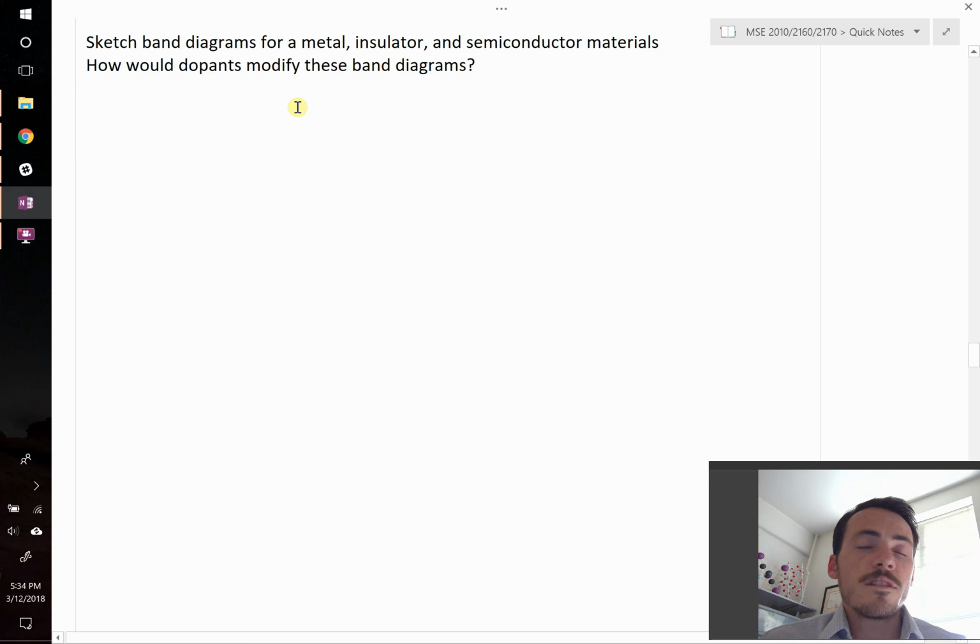Okay, this question says, sketch band diagrams for a metal, insulator, and semiconductor materials. And then part 2 says, how would dopants modify these band diagrams? Okay, let's get started. So with a metal, we know that they conduct electricity.